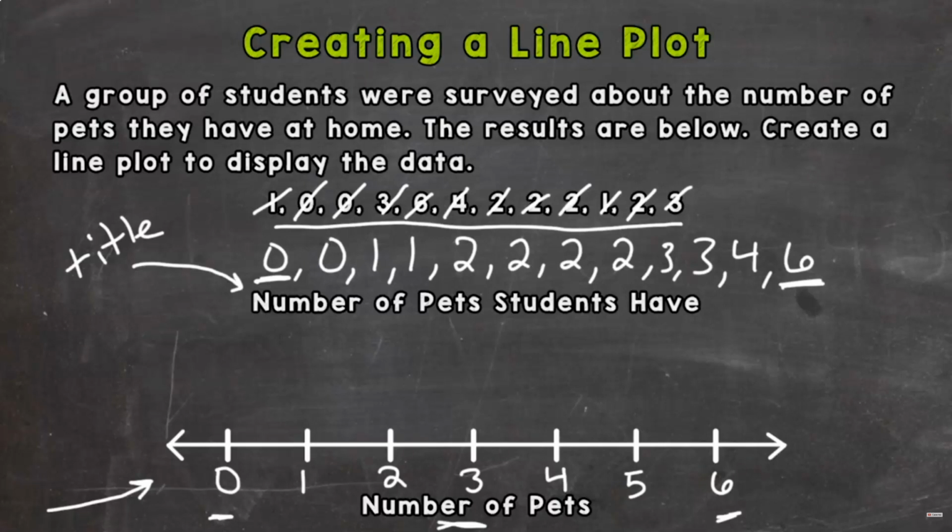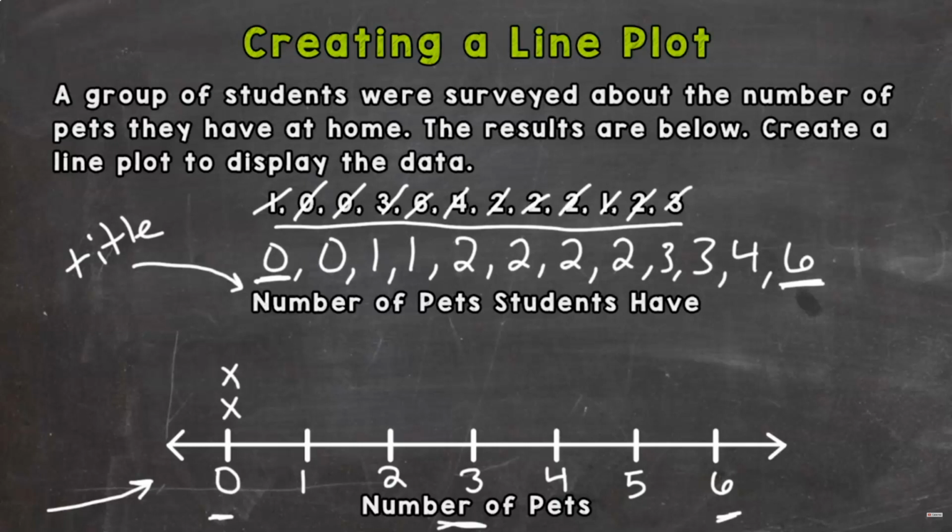So now we're ready to create our line plot here, and we're going to use X's for a line plot. So let's take a look at our 0 first. How many students have 0 pets at home? Well, 2. So we need to draw 2 X's, and that represents the 2 students that have 0 pets at home. Now, all your X's on this line plot should be around the same size, okay? And they should be pretty well lined up as we go through, and you'll see what I mean as I do number 1 here.